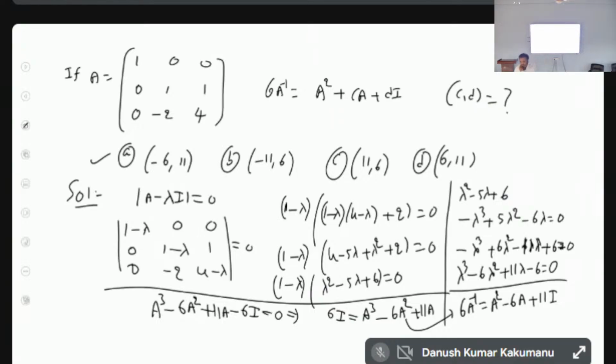Correct? We have to confirm it is related to the Cayley-Hamilton theorem question. Minus 6 comma 11 is the correct answer. So that is also a previous GATE question. Cayley-Hamilton theorem. Yes. Clear?